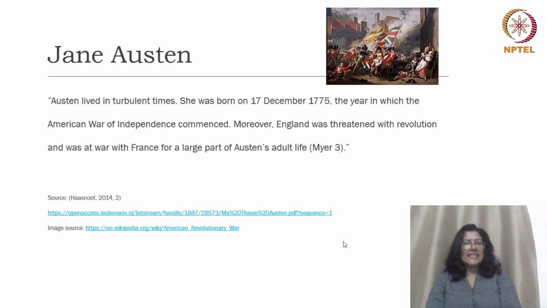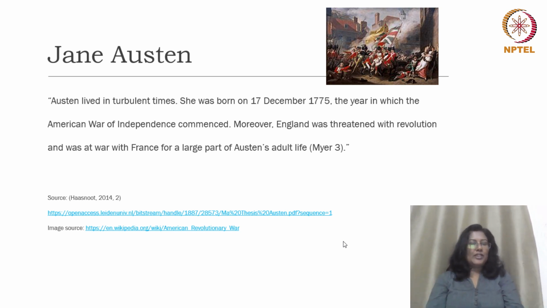She was born on 17th December 1775, the year in which the American War of Independence commenced. Moreover, England was threatened with revolution and was at war with France for a large part of Austen's adult life. You can see the various wars listed against the timeline of Jane Austen. When she was born, the American War of Independence began. So America was trying to become independent from the mother country, Great Britain, and there was this war going on.